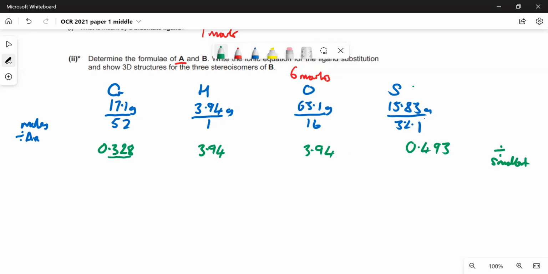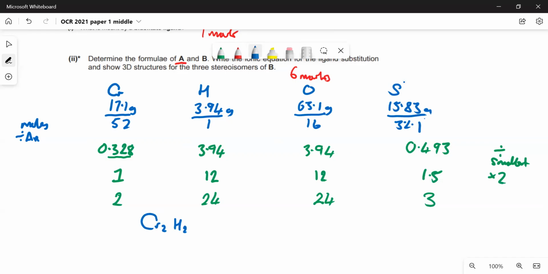So we're going to divide by the smallest number to simplify that ratio. The smallest number is 0.328, so dividing that by itself you get 1. This one gives you 12, and that gives you 1.5. Then to get rid of that 1.5, we're going to have to multiply by 2. So the formula is going to be 2 chromiums, 24 hydrogens, 24 oxygens, and 3 sulfurs. If you want the formula of A, first of all I would just write it simply as Cr2H24O24S3. Of course, that doesn't really tell us much about the structure of it.